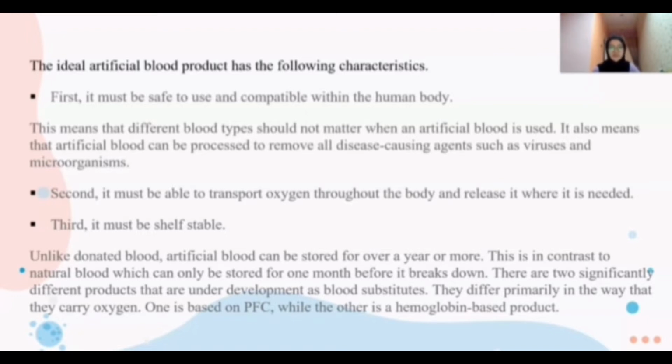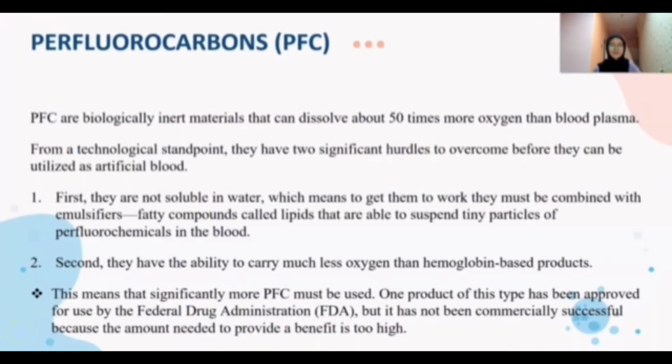There are two significantly different products under development as blood substitutes, and they differ primarily in the way that they carry oxygen. One is based on PFC, while the other is a hemoglobin-based product. PFCs, or perfluorocarbons, are biologically inert materials that can dissolve about 50 times more oxygen than blood plasma. They are relatively inexpensive to produce and can be made devoid of any biological materials. This eliminates the real possibility of spreading an infectious disease via a blood transfusion.